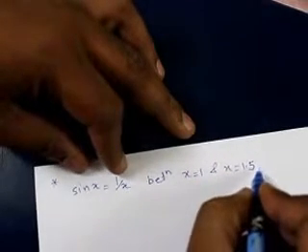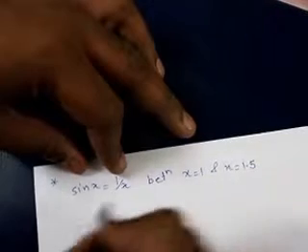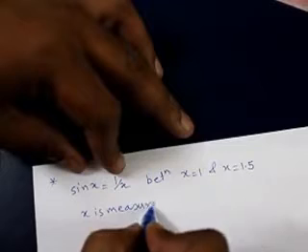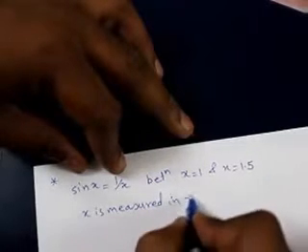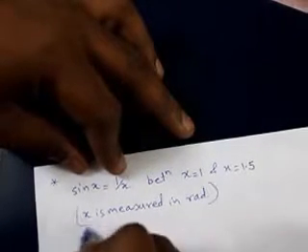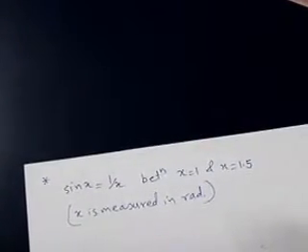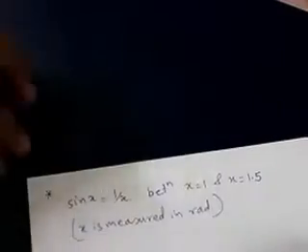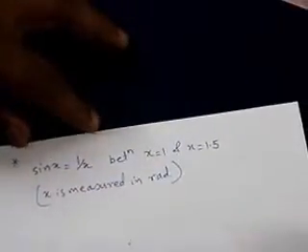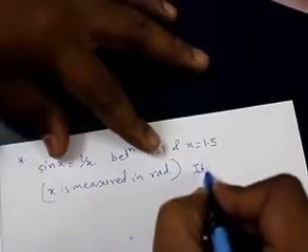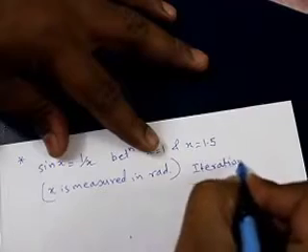Here they have given a note that x is measured in radians. Always remember, unless the numerical says that the angle is given in degrees, always assume that the angle that you have been given has been measured in radians. Please remember that. It also says that we have to carry out the iterations until the 7th stage.